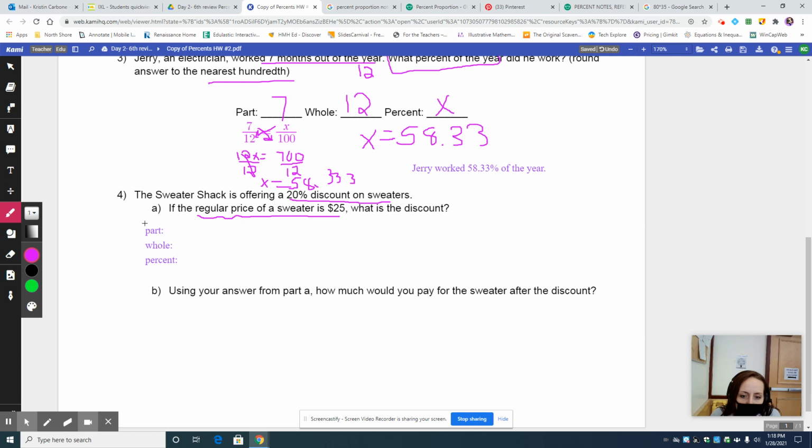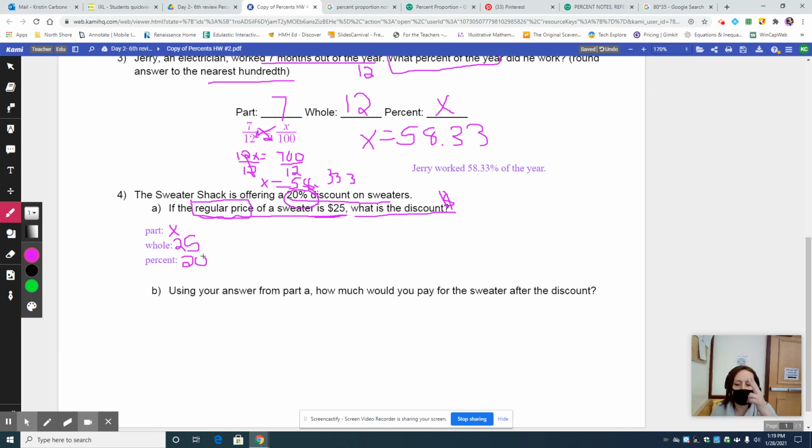That way we can identify the different parts. So in this case, they want to know what is the discount. Well, the discount would be the amount of money you're saving or the part of the money you're saving. Do we know that yet? We sure don't. So the part would be X. The whole would be the regular price of the sweater because it's the whole price of the sweater. It's the most it'll ever cost. And the percent is our percent discount, 20%.